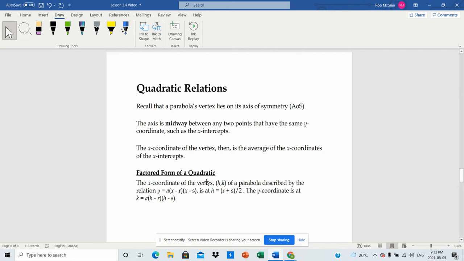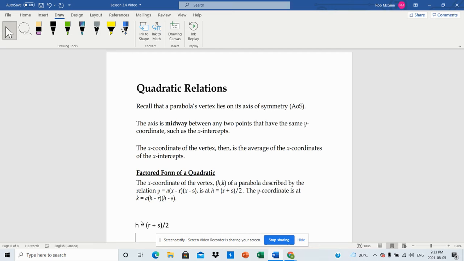So, the x coordinate of the vertex, (h, k), so that's our vertex. Our x coordinate of the vertex, for the relation y equals a times (x minus r) times (x minus s), is found at h. I'm going to actually write this down here. h equals (r plus s) divided by 2. So we just take our two x intercepts, add them together, divide by 2, and that's going to tell us the x coordinate of the vertex, h.